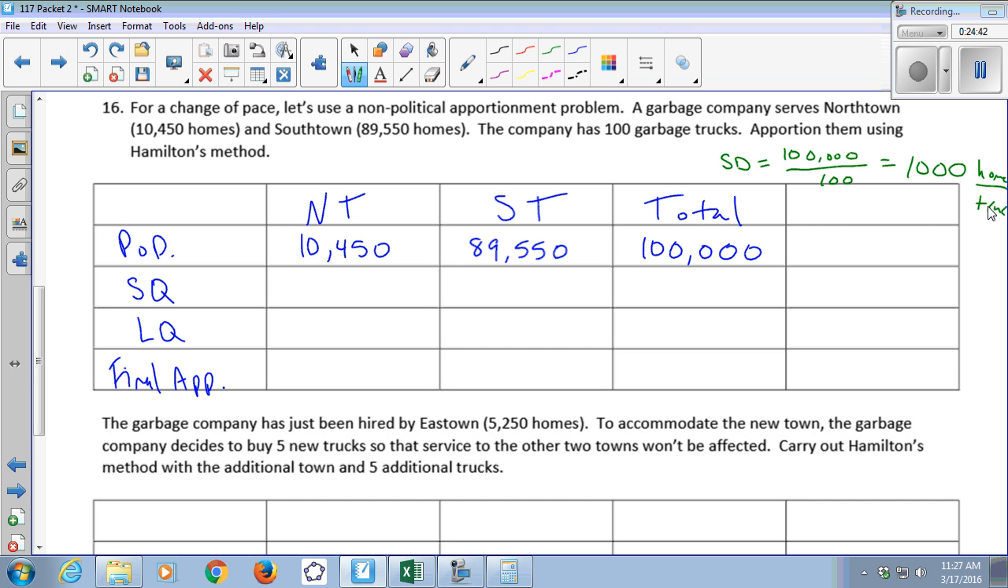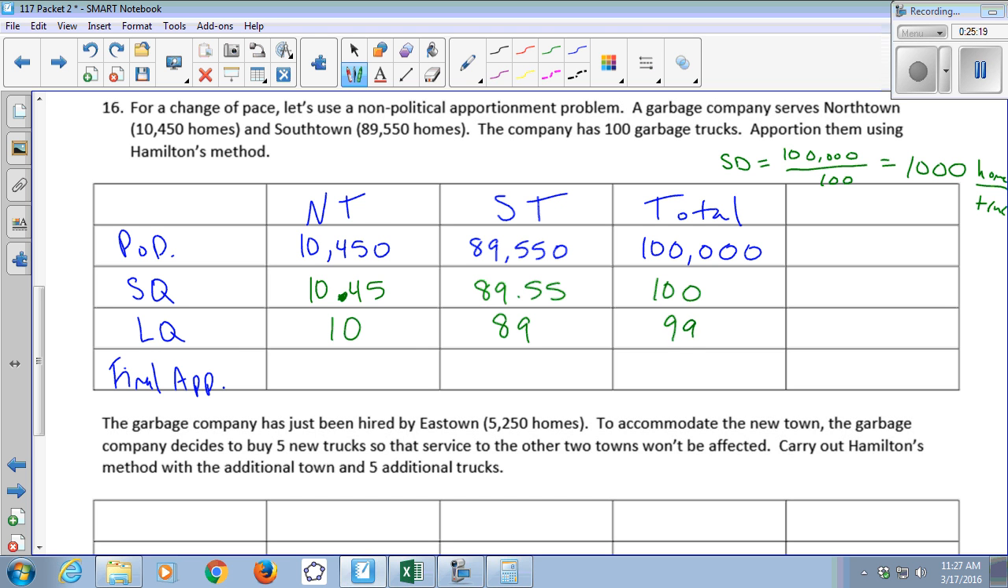So for every 1,000 homes in a town, we send a truck there for garbage collection. So you go to each town's population, divide by 1,000. This is nice because I can do it in my head. Just move the decimal 3 to the left, and I get 10.45 trucks to Northtown and 89.55 trucks to Southtown. That's exactly 100 trucks. But you can't send a piece of a truck to a town, right? So we round everything down and we send 10 trucks to Northtown, 89 to Southtown.